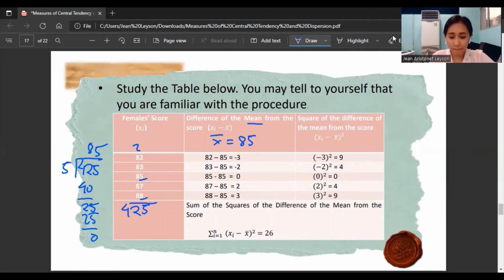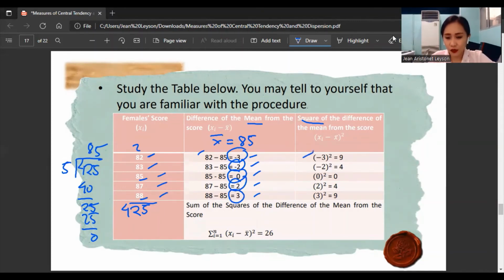Now again, the first step is to subtract the mean from each individual score. So here we have 82 minus 85. Next, 83 minus 85. Then 85 minus 85. Then 87 minus 85. Then 88 minus 85. So we have here the differences of the individual scores subtracted by the mean. Next is to square the difference of the mean from the score. Whatever number that we obtained here, you just have to square it.